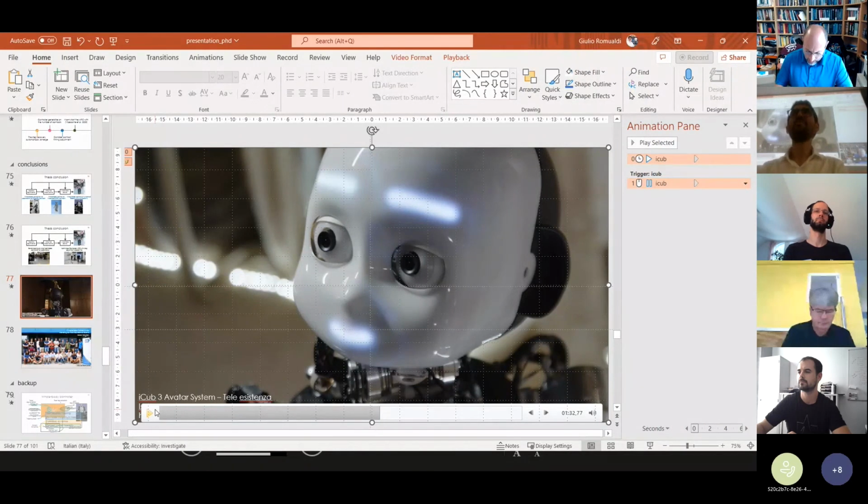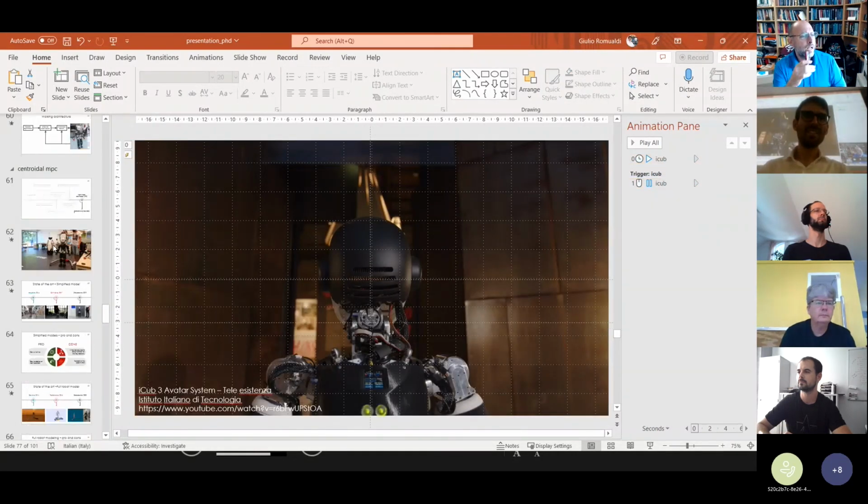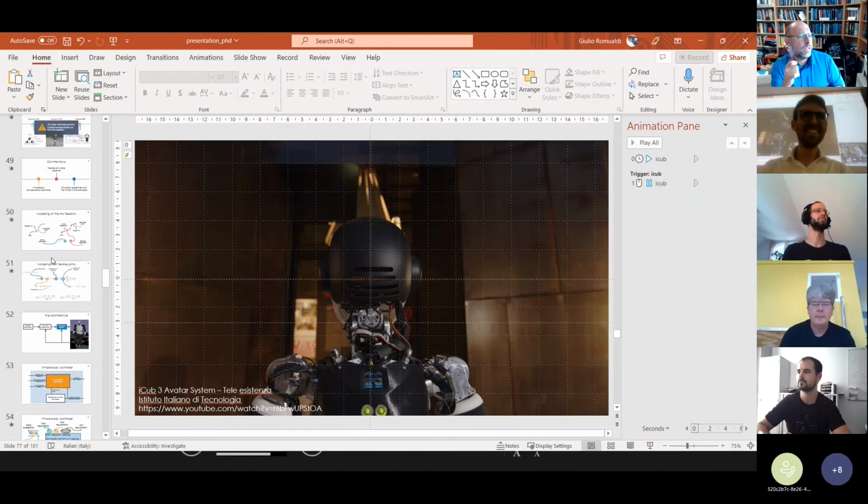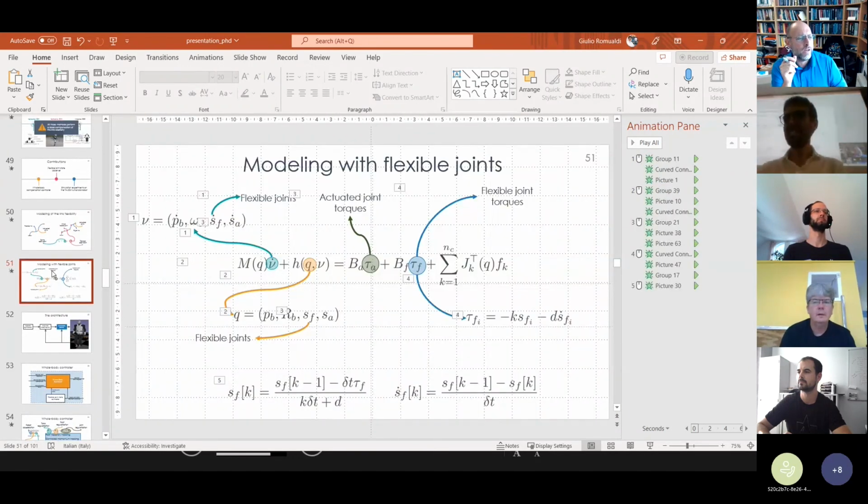So let me see. Now, I was looking at the thesis, and actually, I'm very interested. On slide 51, and I looked at the thesis, and I couldn't find an actual definition. What is the physical meaning of a flexible joint state? What is S? What does S mean?